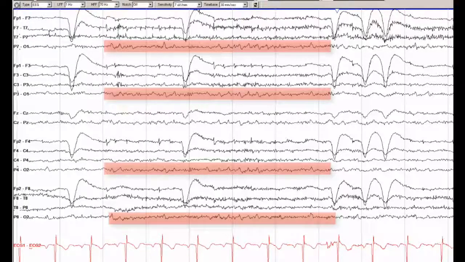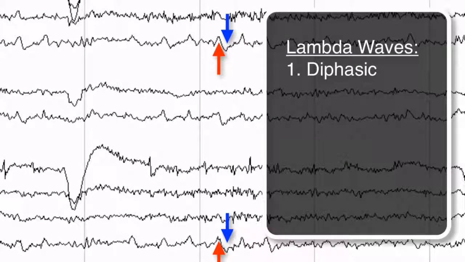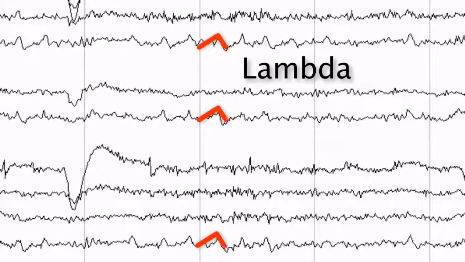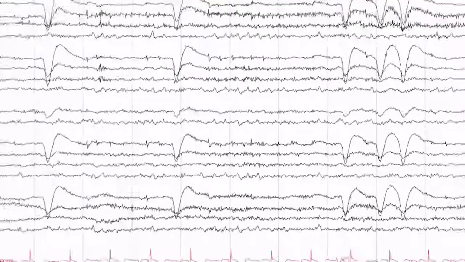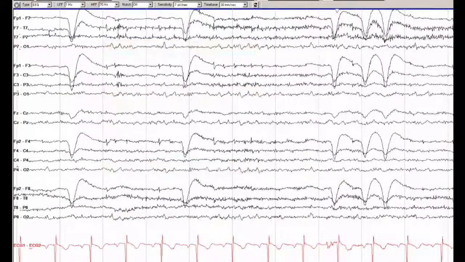If we look more carefully at these lambda waves, we can see that they are fairly simply configured with two phases. Therefore, we would call them diphasic. Superficially, they resemble a Greek letter lambda, which is how they get their name. Second, we can see that they are maximal in the back of the head. Third, we can look carefully at their polarity.